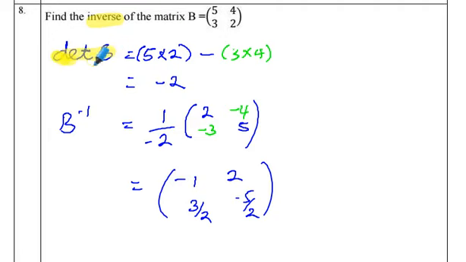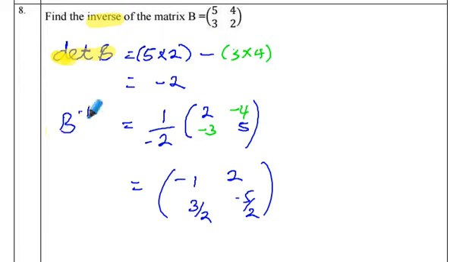So the determinant, how do we get it? Multiply the numbers along the major diagonal. This is what we call the major diagonal. Take away the product of the numbers along the minor diagonal, and that's what we have there. Okay, 10 minus 12, minus 2. Then when we are good with this, we can continue and get the inverse.